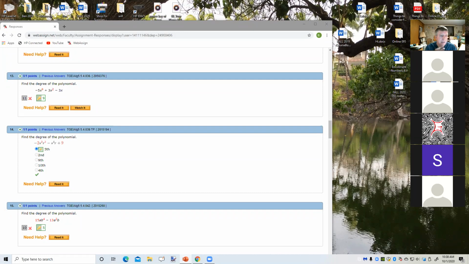So the degree of the polynomial is the same as the degree of the highest powered single term. -5x to the 9th, that first term, is of degree 9. The second term, 3x squared, is of degree 2. The third term, -3x, is of degree 1. But the highest powered term is the first term, -5x to the 9th. That term is of degree 9. So the degree of the entire polynomial is 9.